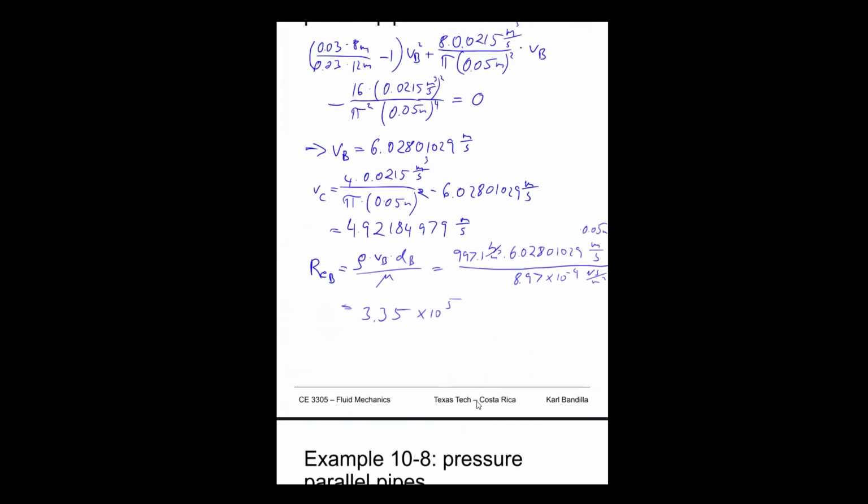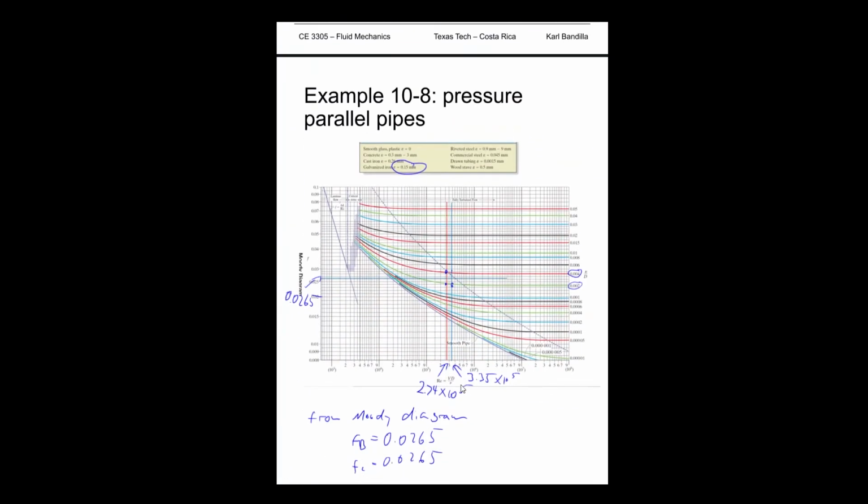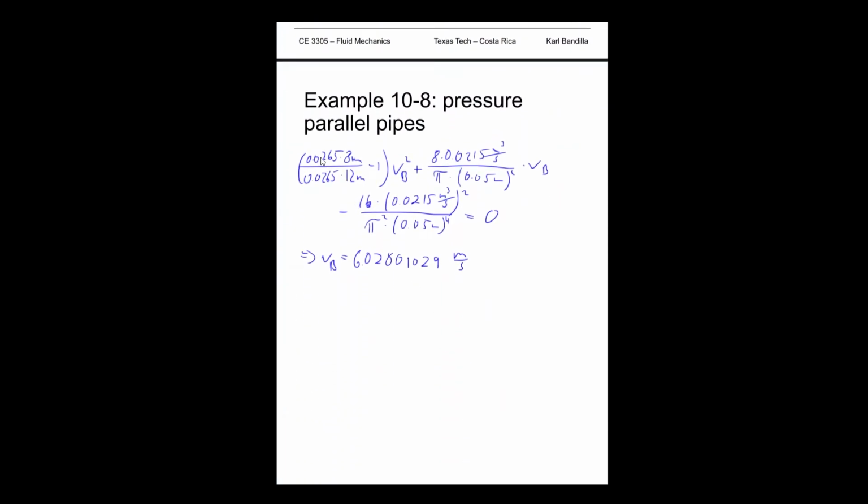VB is equal to 6.028011029 meters per second. Now you'll notice this is exactly what we got before. Right? Exactly the same value. Why is that the case? Well, if we look at our equation here, if our FB and our FC are the same, it doesn't matter what value they are, they're going to cancel out. So that's why we get the same value. What that means is, of course, that our VC is going to be the same as well.